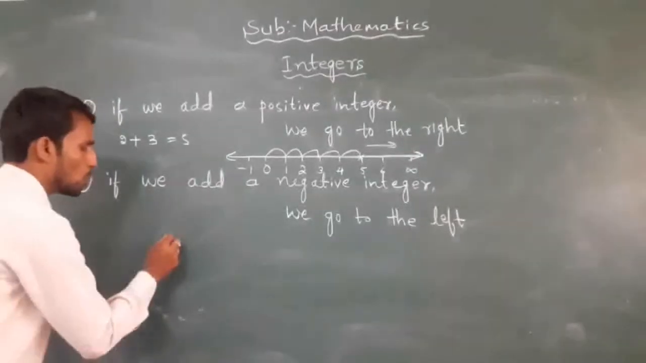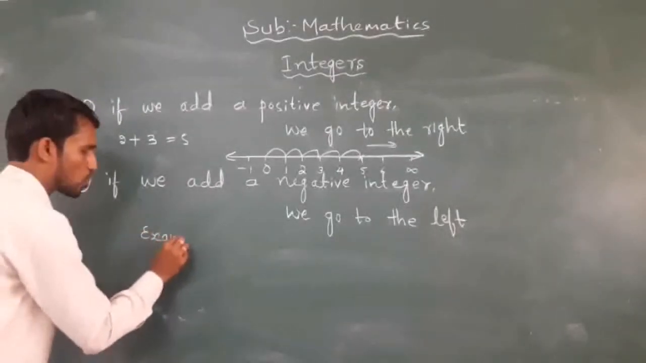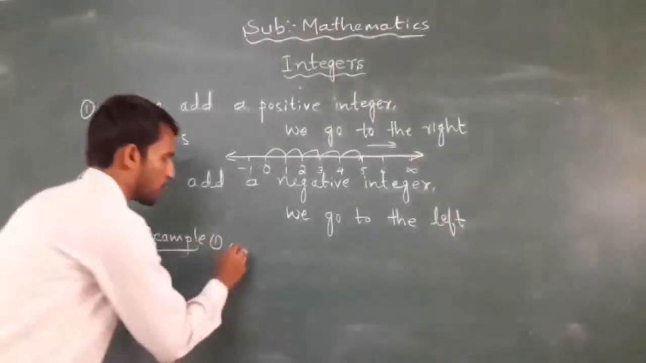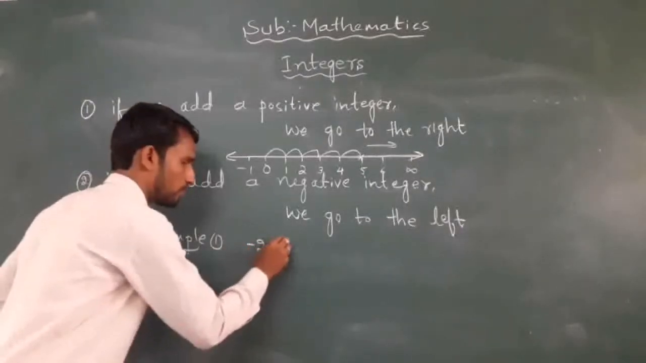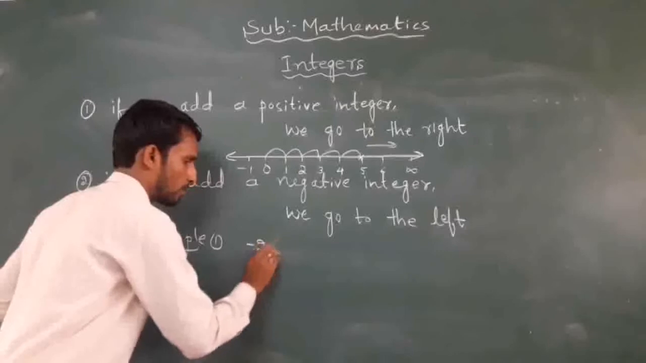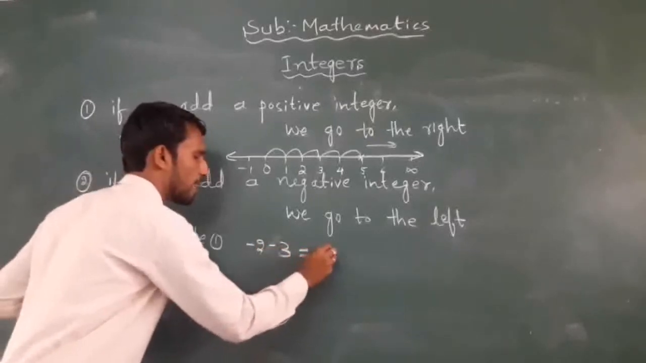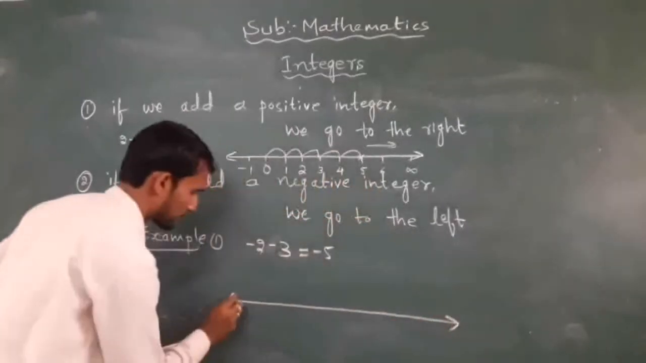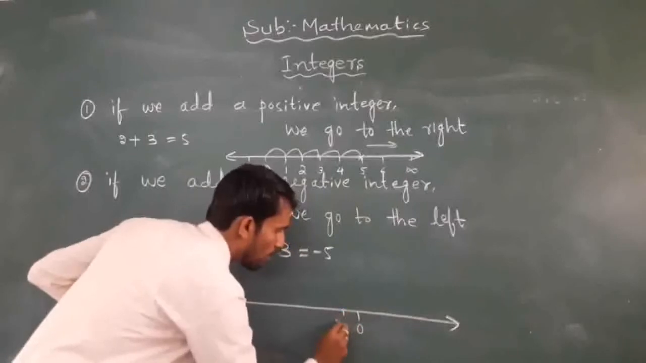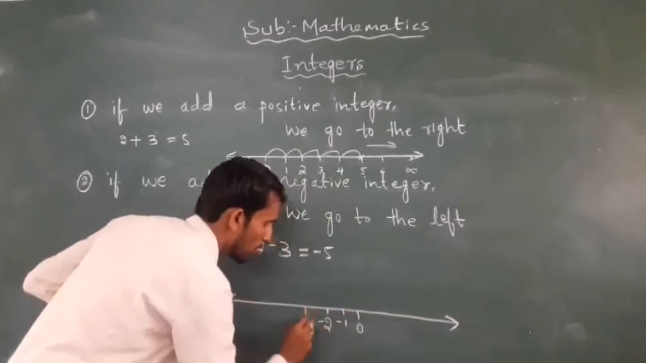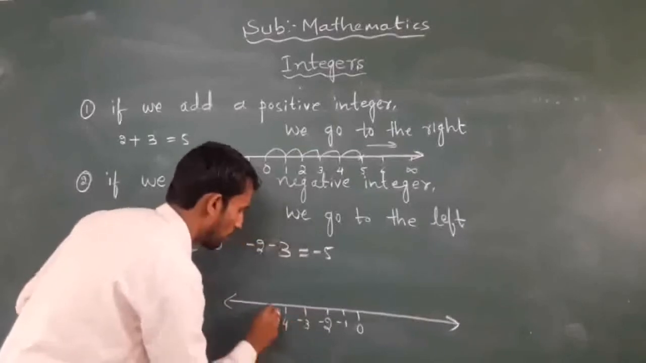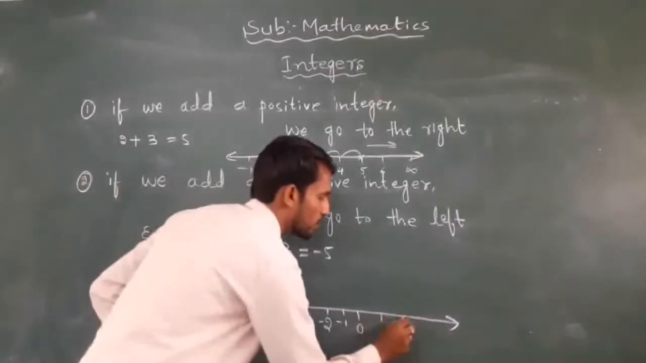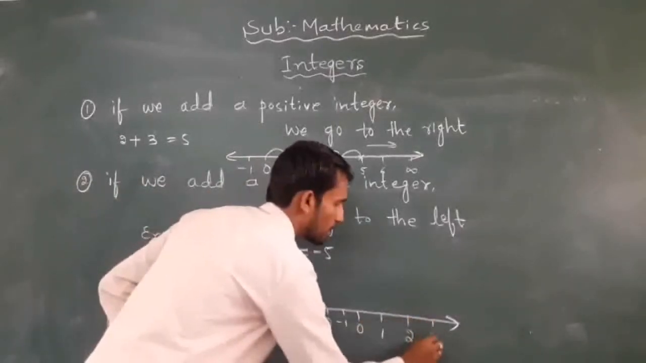Second one, if we add negative integers on the number line, we move towards the left side. I will use one example to show how we can add negative numbers on the number line. First one, I am taking here -2 minus 3. Answer is minus 5. See here, this is the number line: 0, minus 1, minus 2, minus 3, minus 4, minus 5, minus 6, up to infinity, and 1, 2, 3 up to infinity.